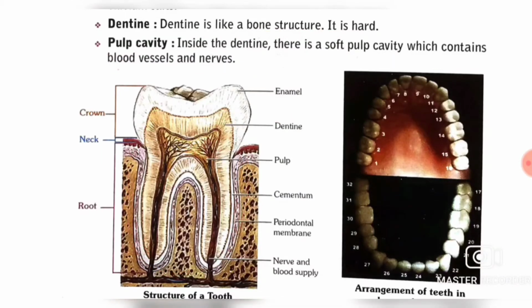That's why, as it contains the blood vessels and the nerves, when the tooth has some problem we feel the pain, and when our tooth is uprooted we can see the blood.